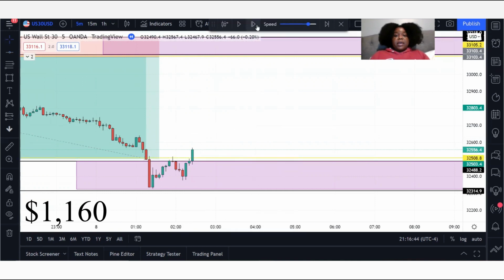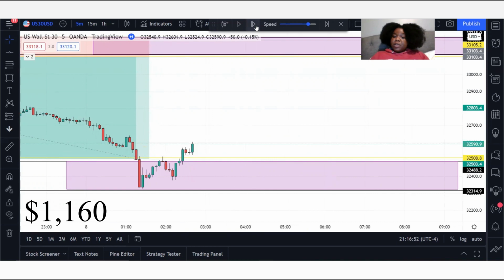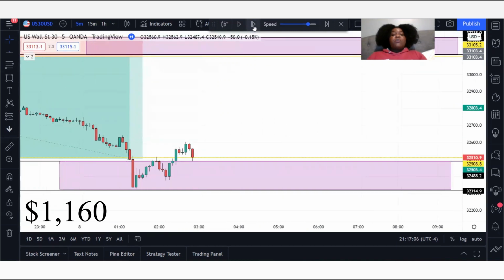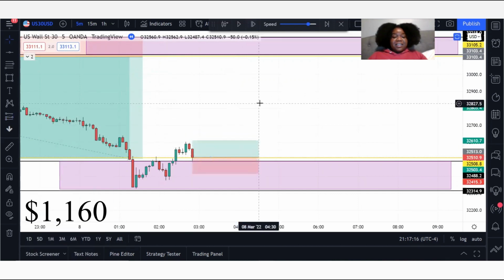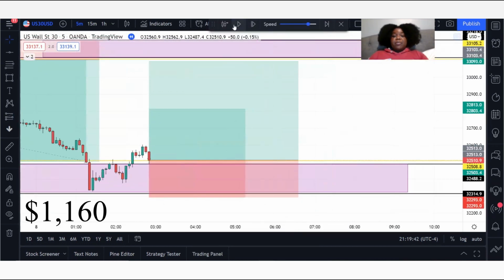If it hits my yellow, I'm in for the buy. If it doesn't, ooh, didn't hit. Oh, it didn't hit my yellow line. So this actually might have just left us. Wow, so close. But we might not have gotten into this trade. Oh, it came back down for us. Oh, I really thought it left us. Okay, all right, now let's hit play and see what happens.